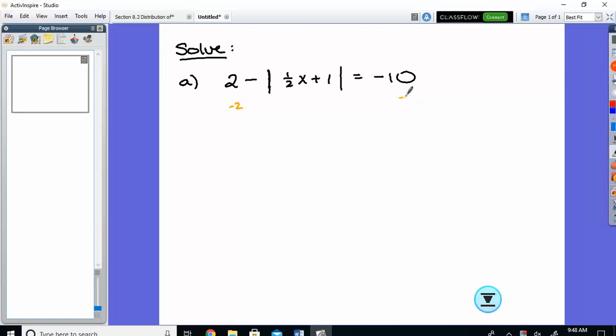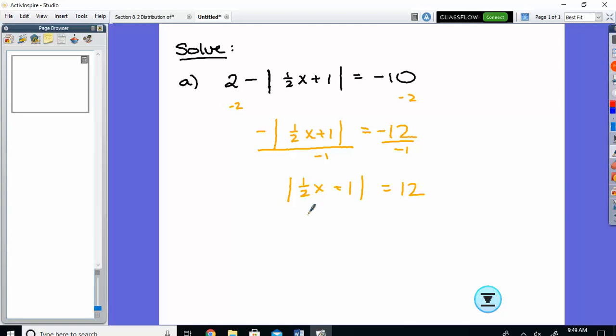So we'll subtract our 2. So we get a negative absolute value of 1/2 x plus 1 equals negative 12. Now my absolute value still isn't isolated because of the negative in front. So now we need to divide by -1. So the absolute value of 1/2 x plus 1 equals 12.